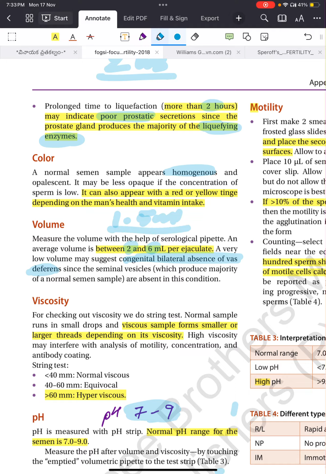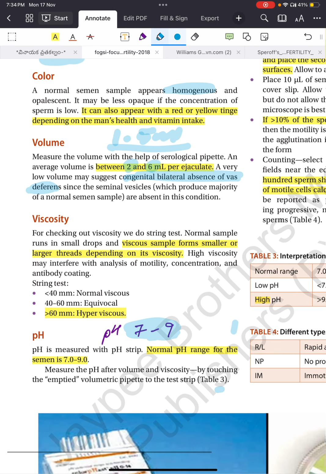Very low volume is seen in congenital bilateral absence of vas deferens. If the volume is very less, like 0.5 ml or 0.2 ml, there is congenital absence of vas deferens, which is generally seen in which disease? Cystic fibrosis. So that's about volume. Coming to viscosity, generally it is viscous, and viscosity is measured by the thread test.